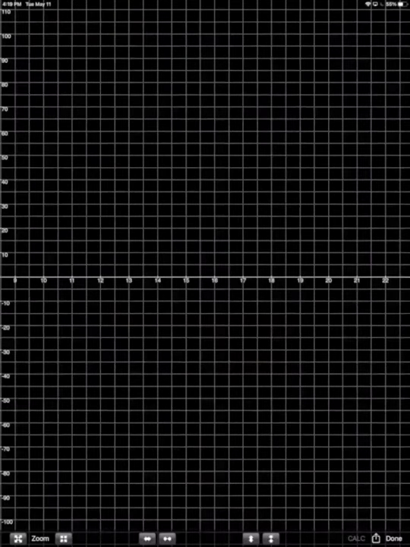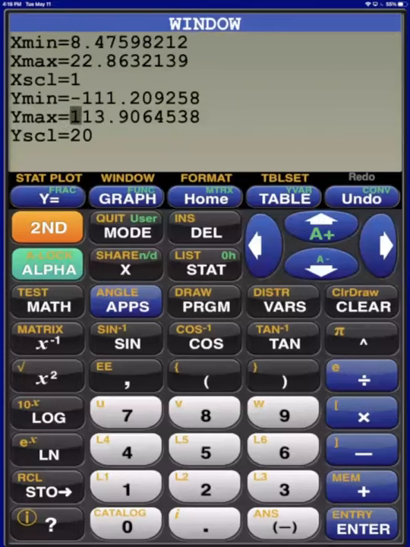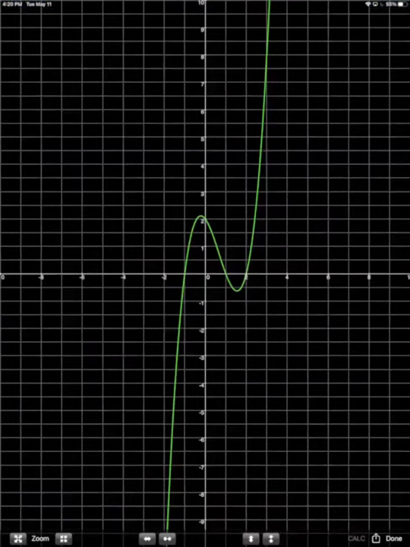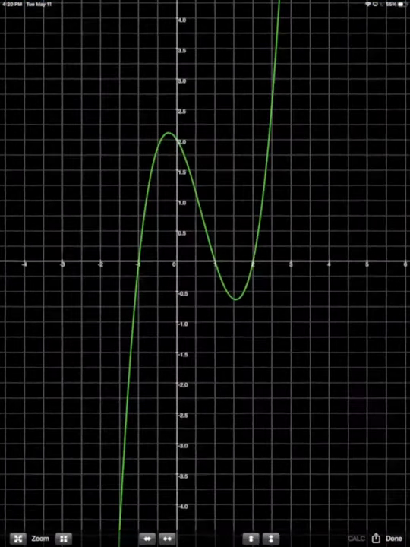Okay, so we can't see that. Let's adjust the window. So second window. And let's see. Okay, we could even try the standard viewing window, and that's listed here. Why don't we just graph this and see? There we go. And it's going to expand on this a little bit.